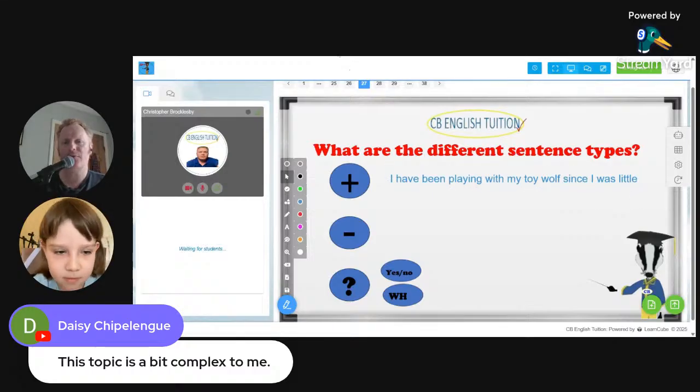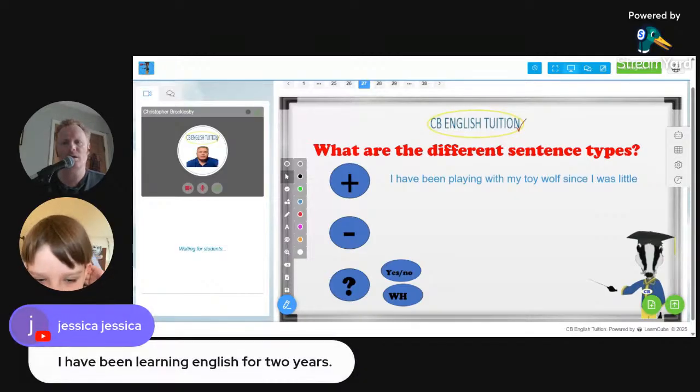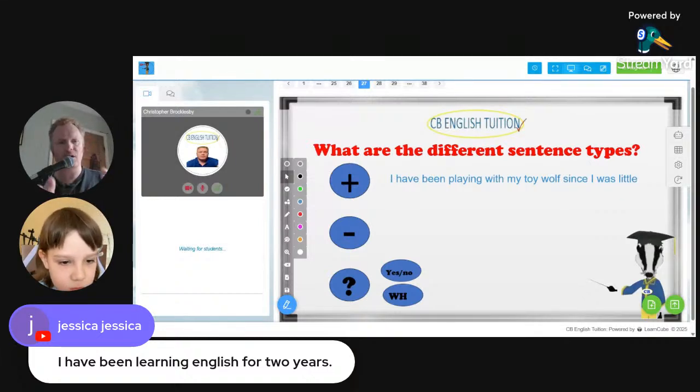Okay, let's have some more affirmative sentences in the comments. So this is something started in the past, continued up to now. Jessica has one. Can you read out her sentence? I have been learning English for 2 years. Is that correct? Yes, it's correct. We can also use the simple form: I have learnt English for 2 years, but this really shows that it's a continuing action and it's right up to now.